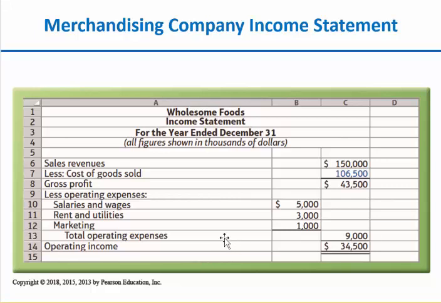If you compare the merchandising company income statement with the service company income statement, it's not very different. The only difference clearly here is the cost of goods sold and gross profit, and you don't have these items if you go back to the previous slide, the service company income statement.